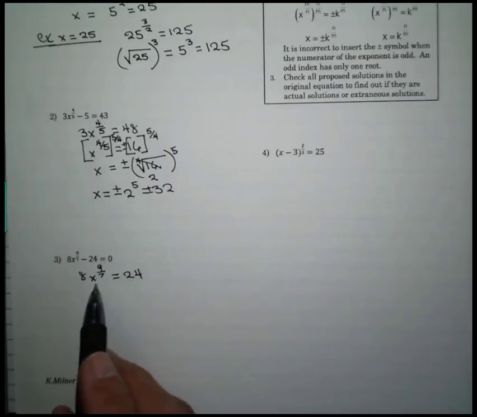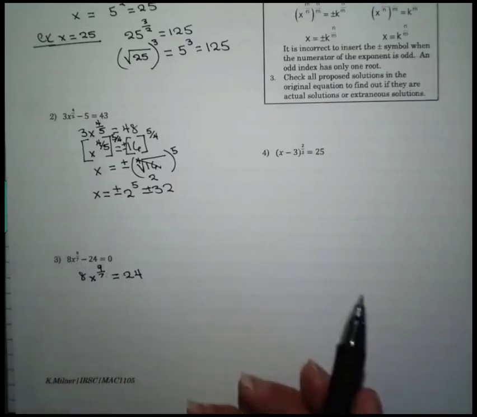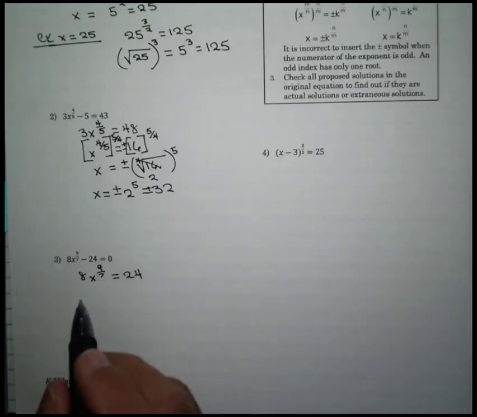Now, when I look at the 9/7, the numerator is an odd number, so I know I'm not going to have a plus or minus answer. I'm just going to have one answer here.